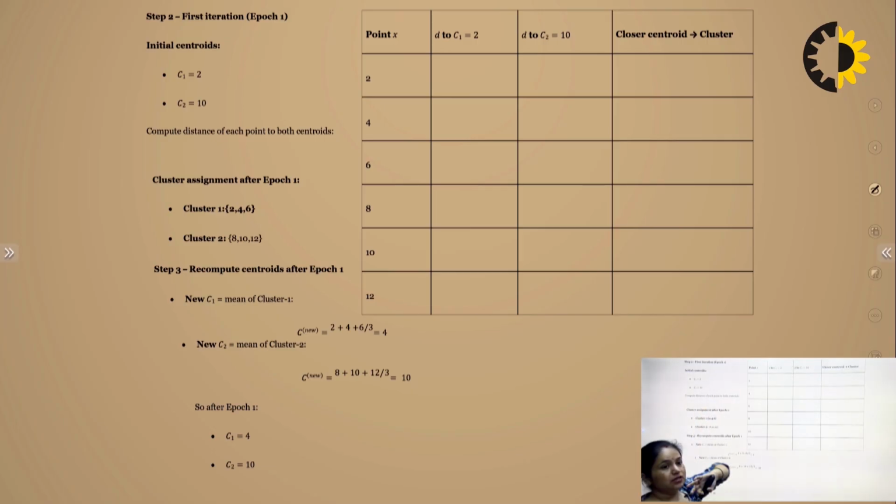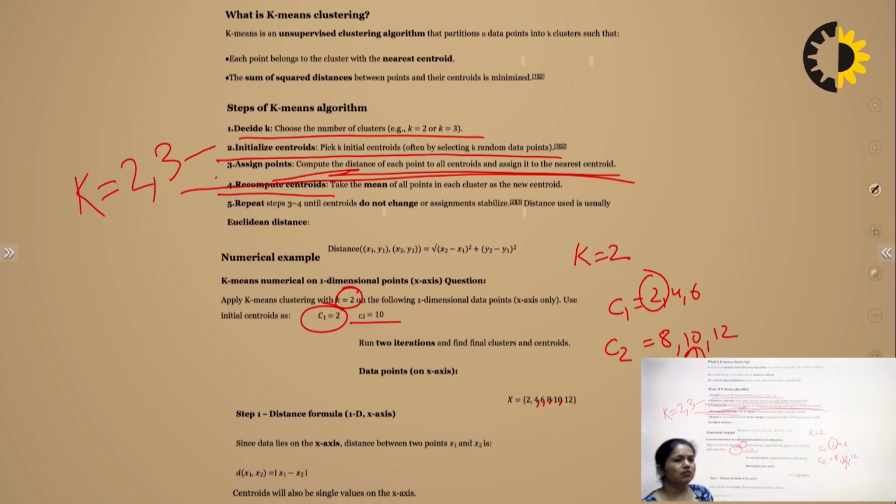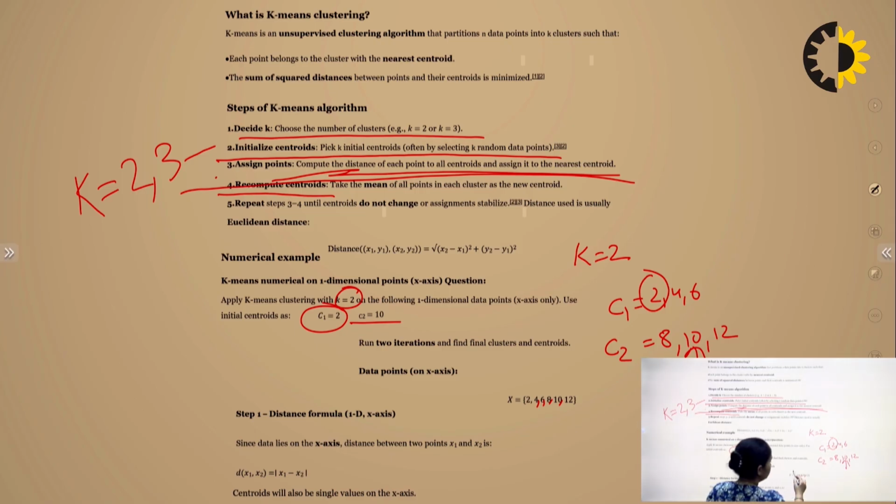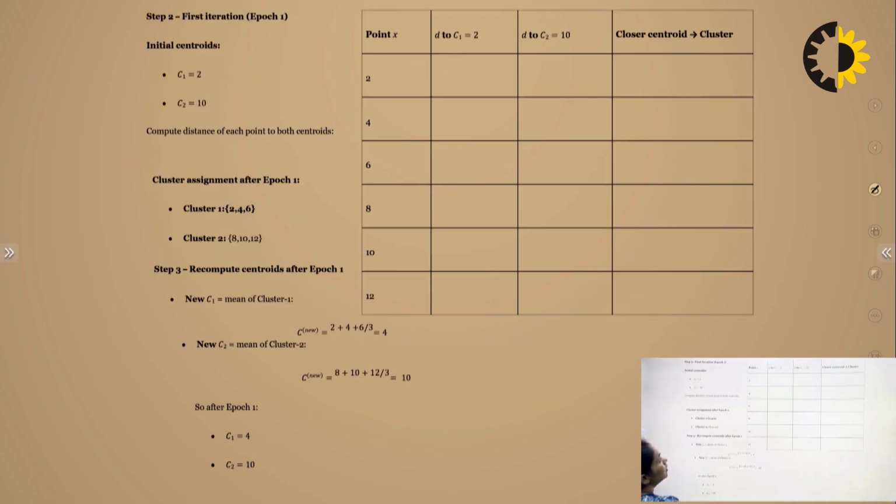Now when there is only one axis, single axis data like this, then it is quite easy. What you will do is find how much distance there is between the item and the centroid. Like if I go with this item 2, it will be C1 minus 2, that is our x1.